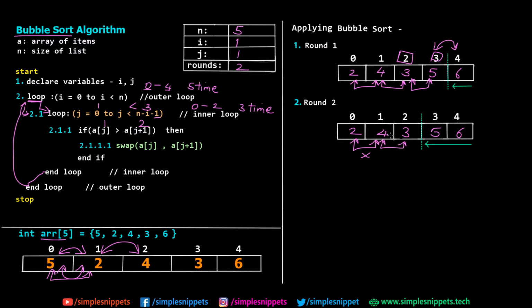Is 4 greater than 3? Yes. So swapping is required. So let's do the swapping. 3 will come over here and 4 will come over here. Again end if, end loop. Again j will become 2. Is 2 less than 3? Yes. So now j will become 2 over here. We are checking a of 2 and a of 3.